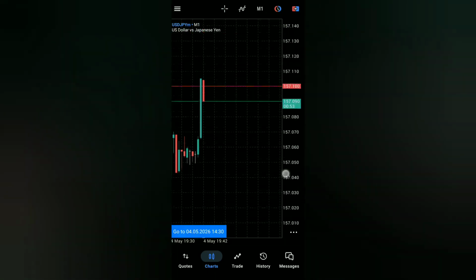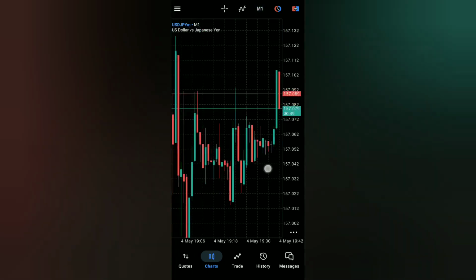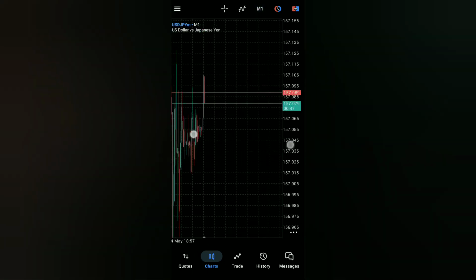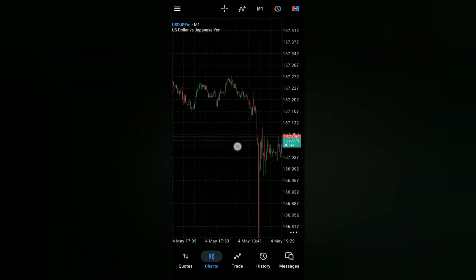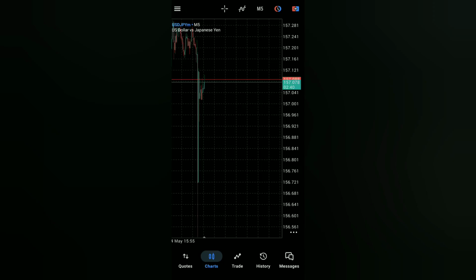Minute 1, look at what minute 1 looks like. Minute 1, are you seeing it here? That is the 1 minute time frame. Look at how it looks here. 1 minute time frame. If I come here now and click minute 5, that is the 5 minutes time frame.